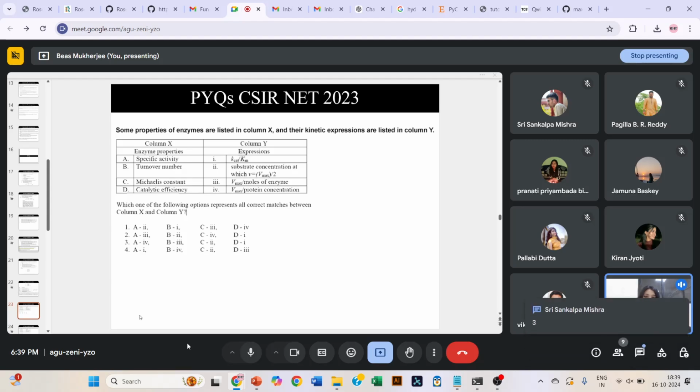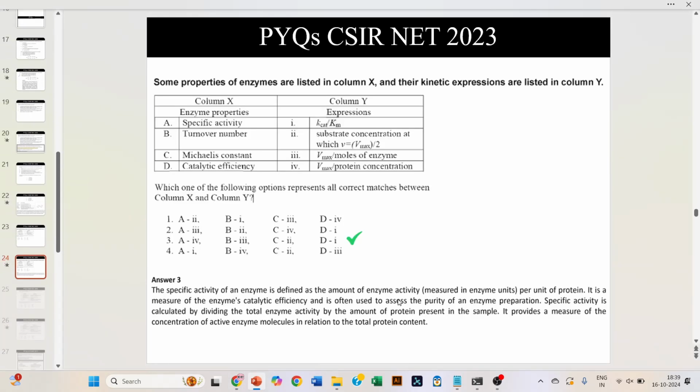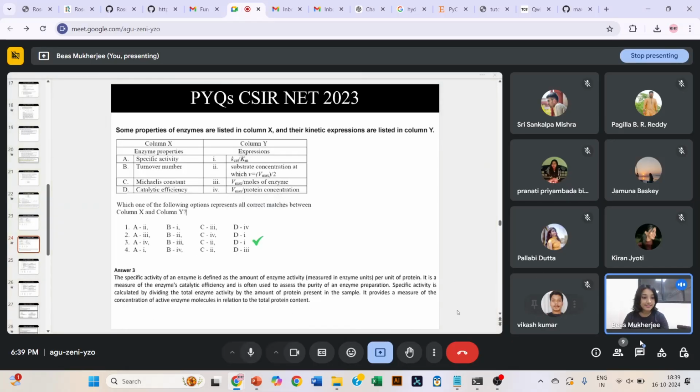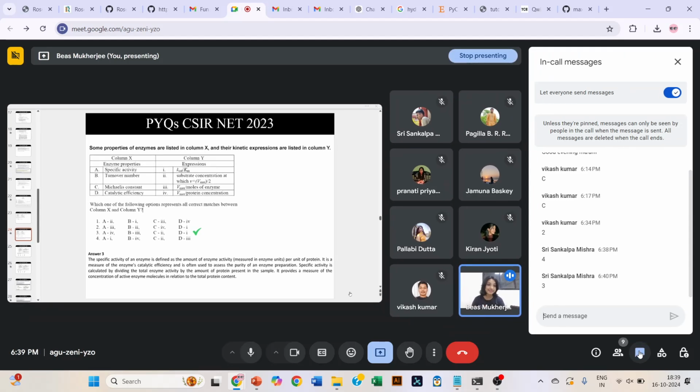This all of you know, I'm sure you know. Yes, C is 2, correct. So that means either 3 is correct or 4 is correct. Okay. And then you have turnover number and you have catalytic efficiency. So then which is the right answer? Okay, we'll see the right answer. We have got the answers. So the right answer is 3. Did you all answer 3? Yes, very good. So you all answered 3. Very good.